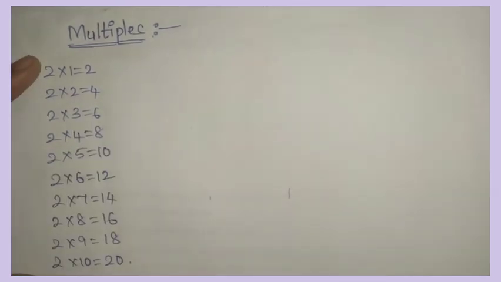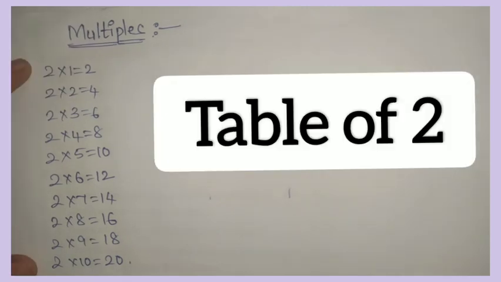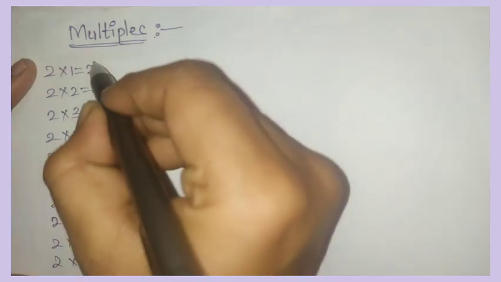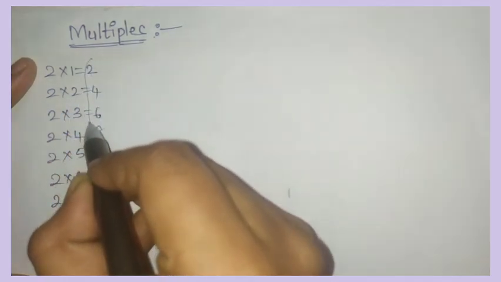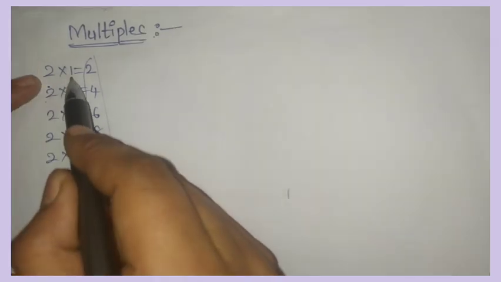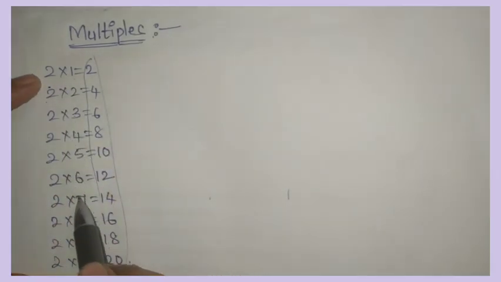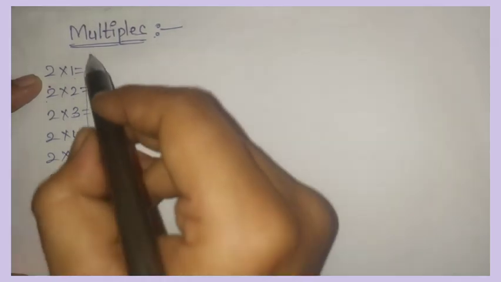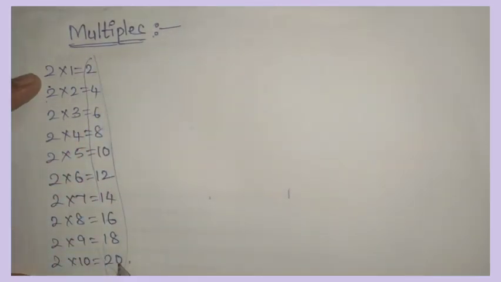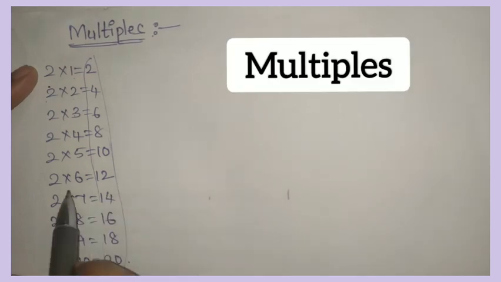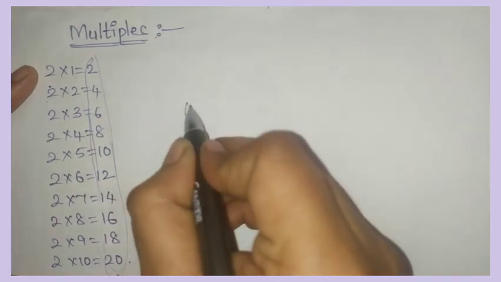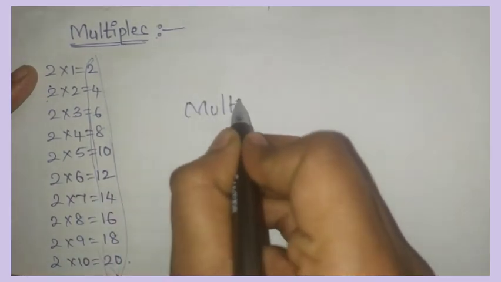What is this? Yes, this is the table of 2. All these numbers we get after multiplying 2 by 1, 2, 3, 4, 5, 6, 7, 8, 9, 10. All these numbers which come in the 2 table are multiples of 2. These all are multiples.